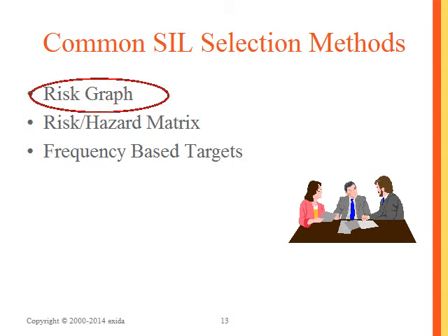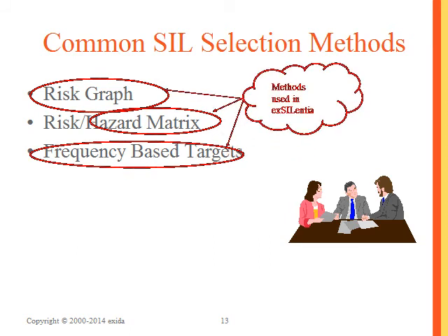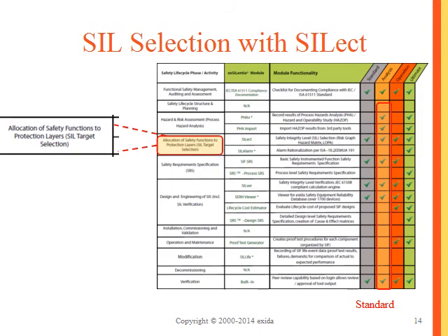In terms of Excellencia, risk graph, hazard matrix, and frequency-based targets are all methods that can be used with Excellencia. The tool that we use in Excellencia is called SILect. Here we're showing all the functions that Excellencia can provide, and we've highlighted here the SILect tool that is used for doing SIL selection.